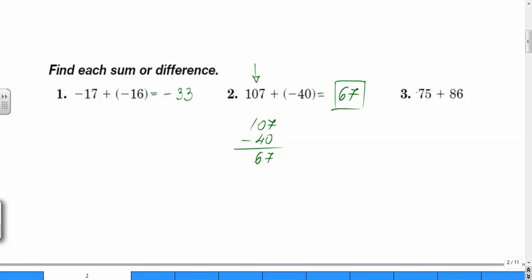Okay, number 3, I don't think I have to solve it for you. Please go ahead and find the answer to this one. It's basic addition. You probably learned this one in kindergarten.